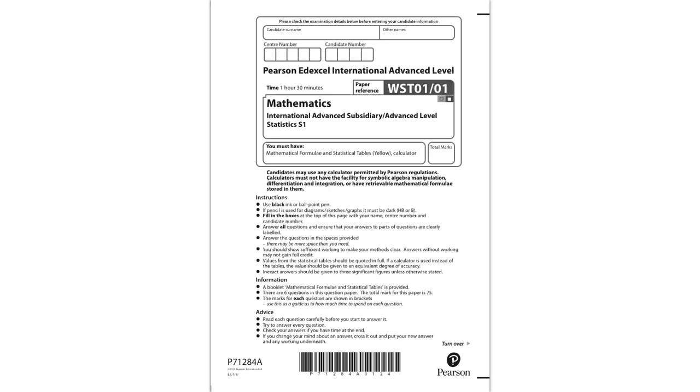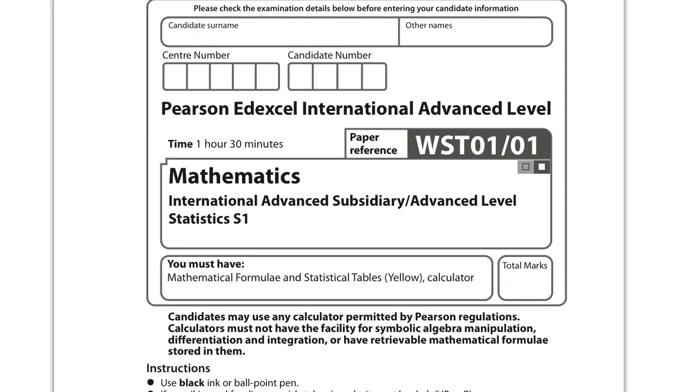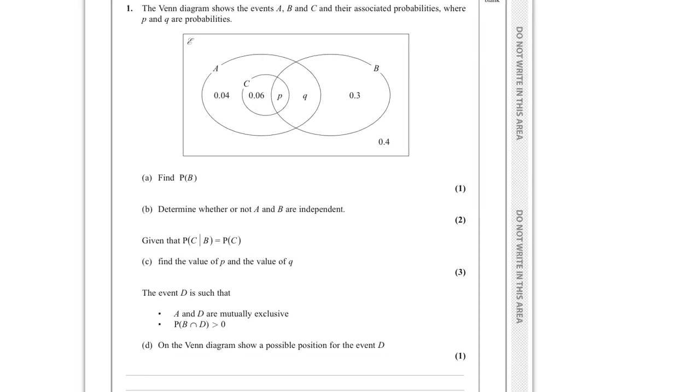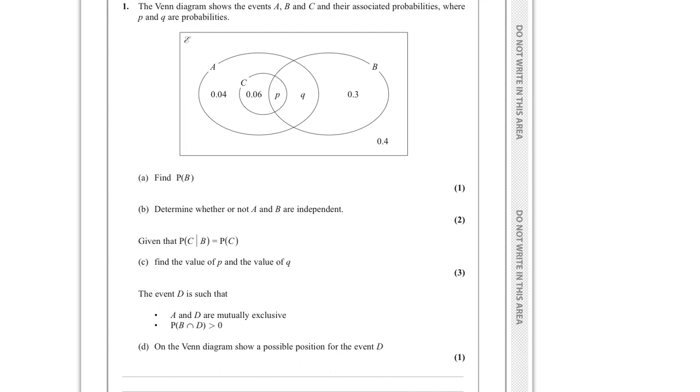Okay, so we have S1 October 2021. Let's have a look at this paper. So here we go. Okay, question 1. So this should be quite a nice easy question. It's a 7 marker, all right?